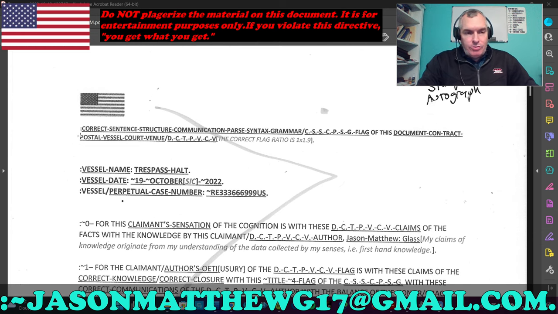I begin by giving closure to this flag. It's correct sentence structure, communication, parse, syntax, grammar, flag of this document, contract, postal vessel, court, venue. And you see here I've also put abbreviations next to these words, which have given closure to what the abbreviation means. And in case some sort of modification happens along the way, I've put, for extra closure, in brackets and in italics, the correct flag ratio is 1x1.9. Now, I realize the brackets and italics and such things take the words off the page. But the thing is, you and I can still read it.